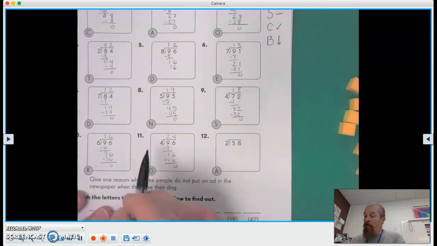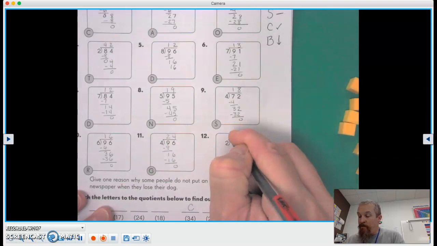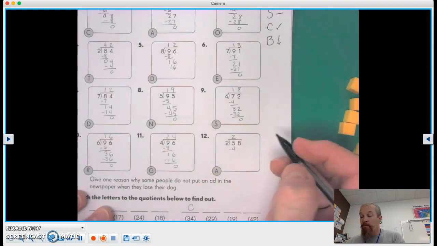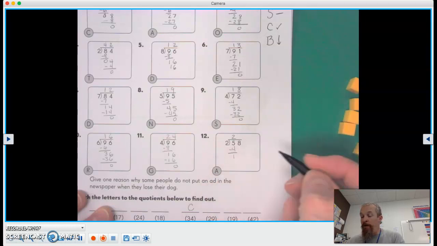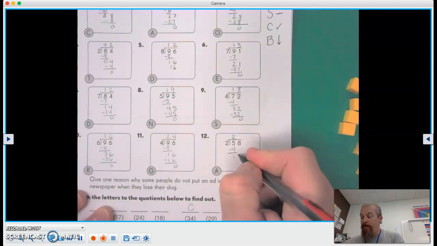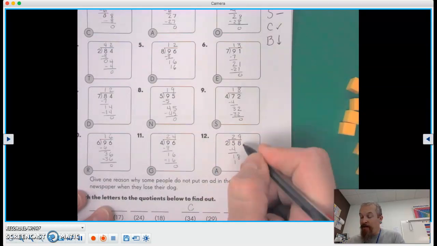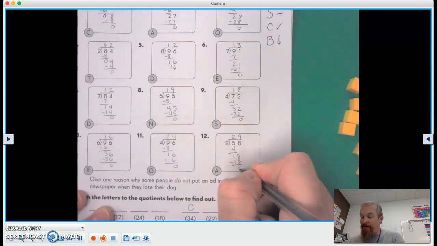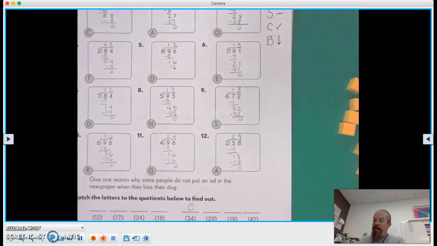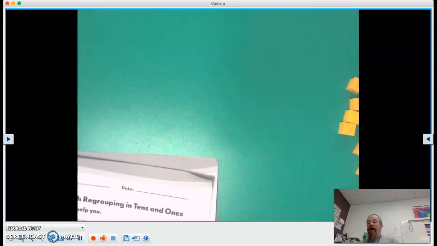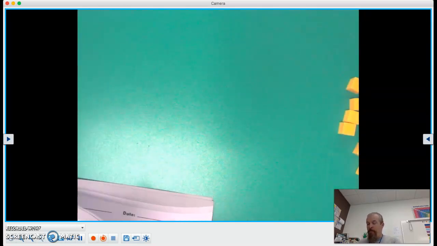And lastly, number 12. 2 goes into 5 2 times. 2 times 2 is 4. 5 minus 4 is 1. Check it. Bring down. 2 into 18, 9 times. 2 times 9 equals 18. Subtract it. 0. All right, I'm not going to give this away. I'll let you figure that out. But let's look at the back.